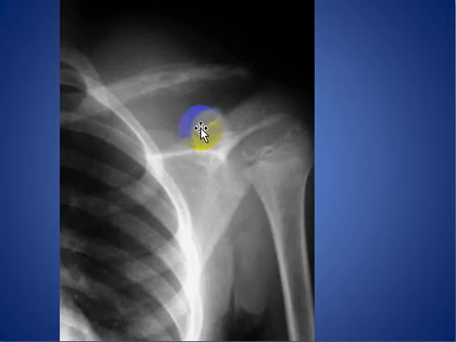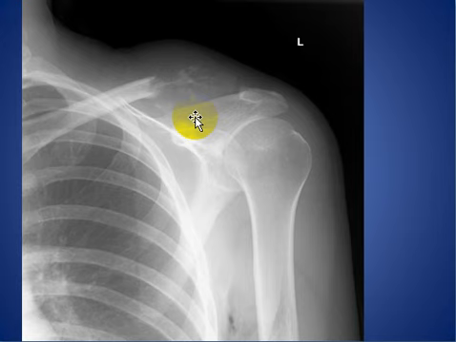Here, another patient, 12 years old, with permeative destruction of the clavicle with periosteal reaction, and this patient proved to have Ewing sarcoma of the left clavicle. Here, another female patient with destruction of the distal end of the clavicle associated with soft tissue swelling, and this is metastasis from breast cancer.